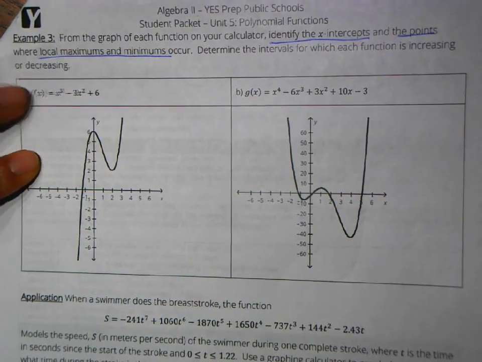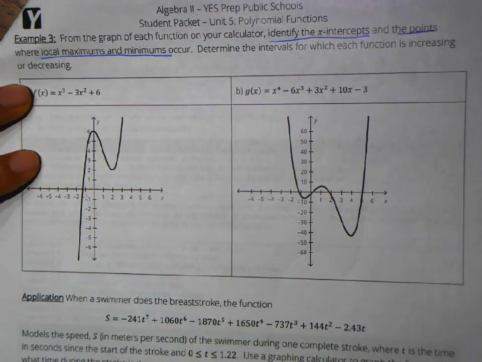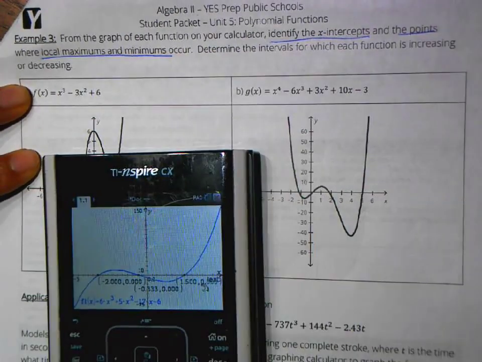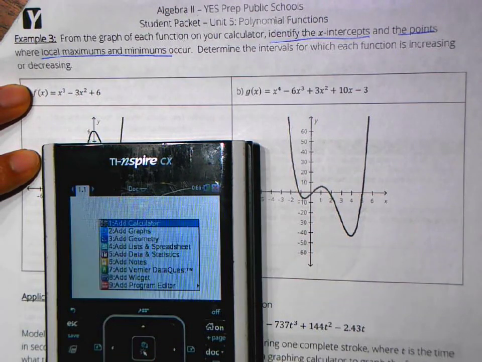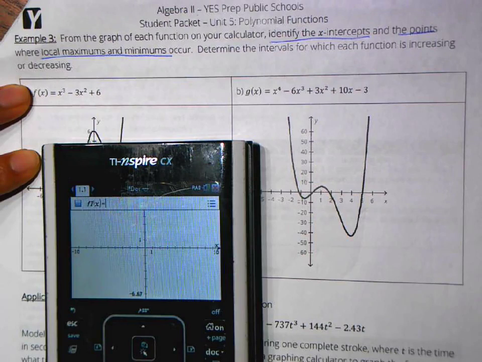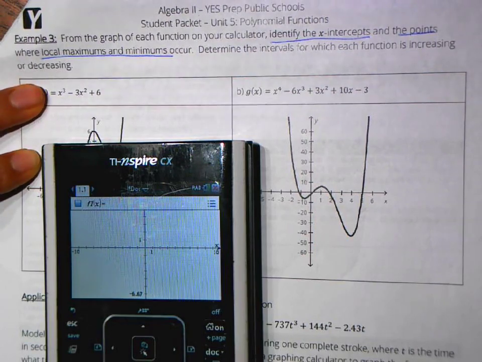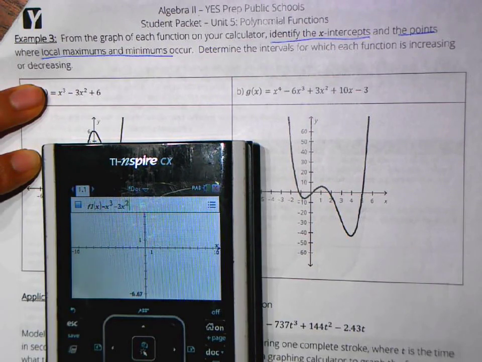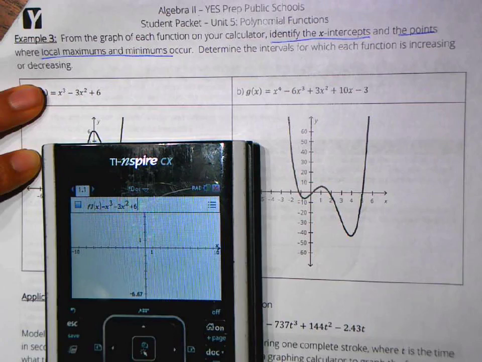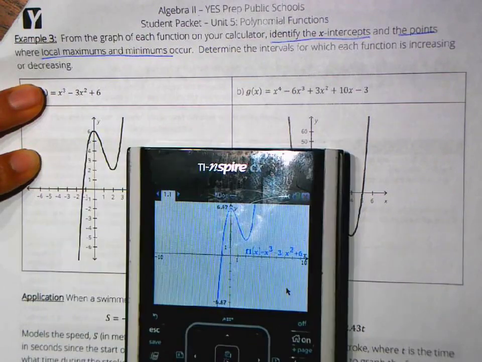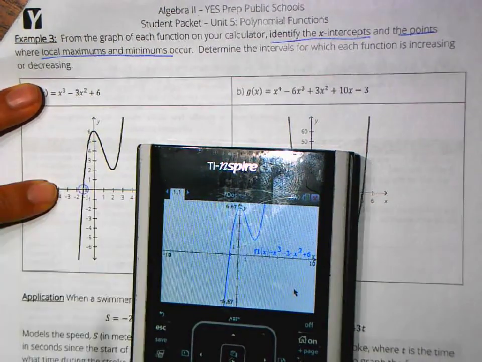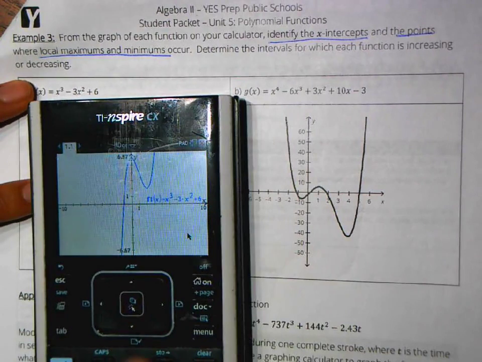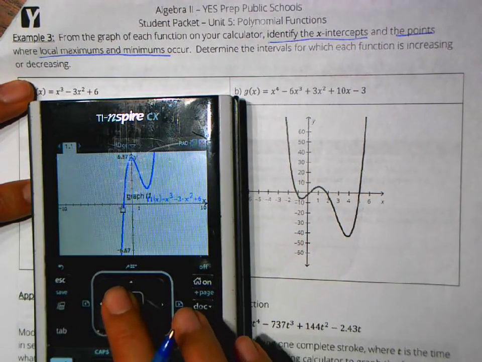I need to graph this on my calculator. So taking my calculator, going to a new document, adding a graph. I'm going to graph it: x cubed, x to the third power, minus 3x squared plus 6. Okay, my graph looks pretty similar to that. To find the x-intercept, that's where the x-intercept is, and I'm going to find that. That's also called a zero right there on my graph.